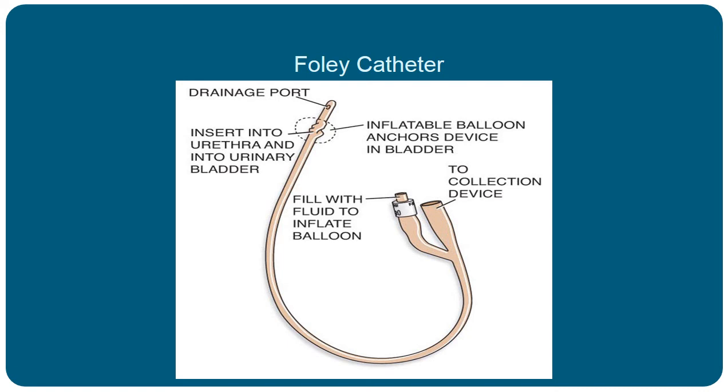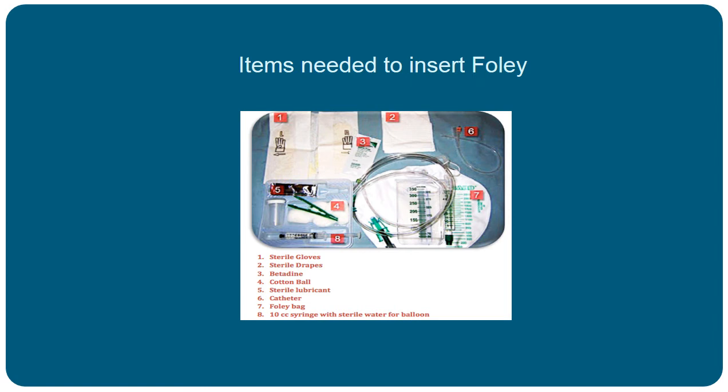Things needed to insert a Foley catheter: you will need gloves, sterile drapes, betadine, providing the patient has no allergies to iodine. If so, check policies and procedures to see what can be a proper substitute. You will also need cotton balls, sterile lubricant, the Foley itself, a Foley bag, and a 10 cc syringe with sterile water for the balloon.